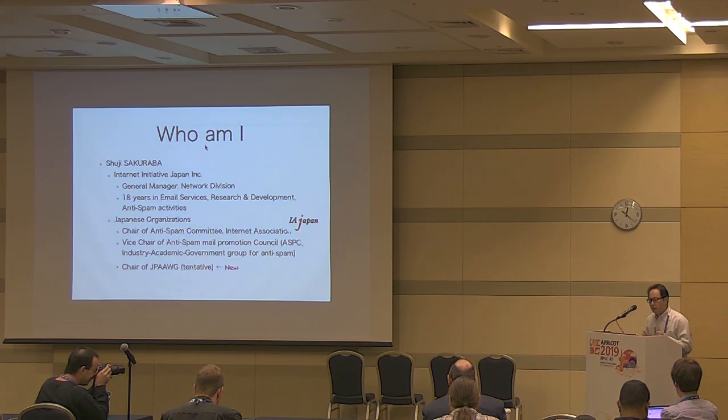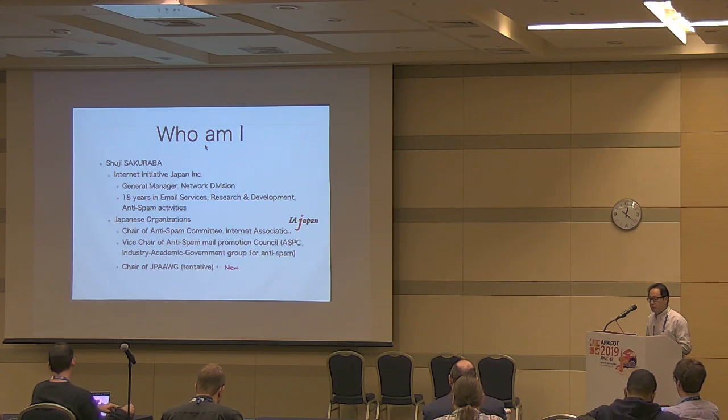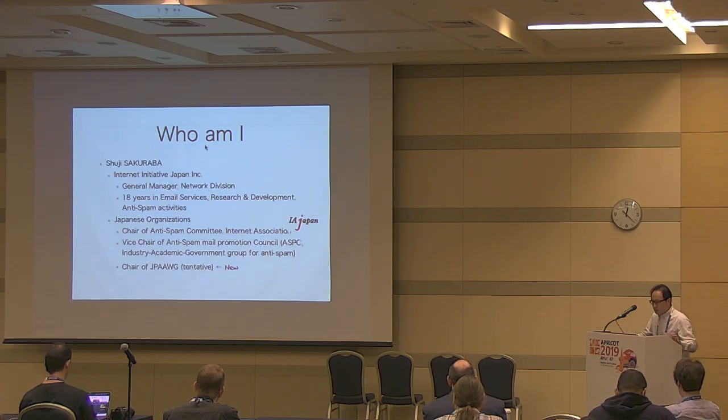Currently, I work on anti-spam activities in Japan and also globally, like MAAWG. I also work for other organizations in Japan. For example, I'm chair of the anti-spam committee in the Internet Association Japan, formerly called IAjapan. I'm also the vice chair of the Anti-Spam Mail Promotion Council. Maybe it's not a good translation, a direct translation from Japanese to English. We often use ASPC. I'm also the chair of the technical working group of the ASPC. And since ASPC was established, I'm tentative chair of the JPN. So it's a new role for me.